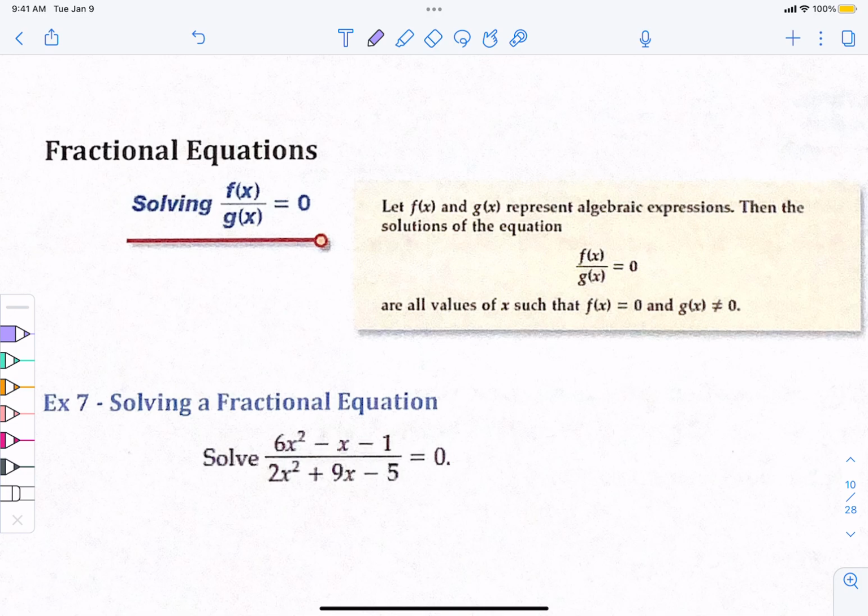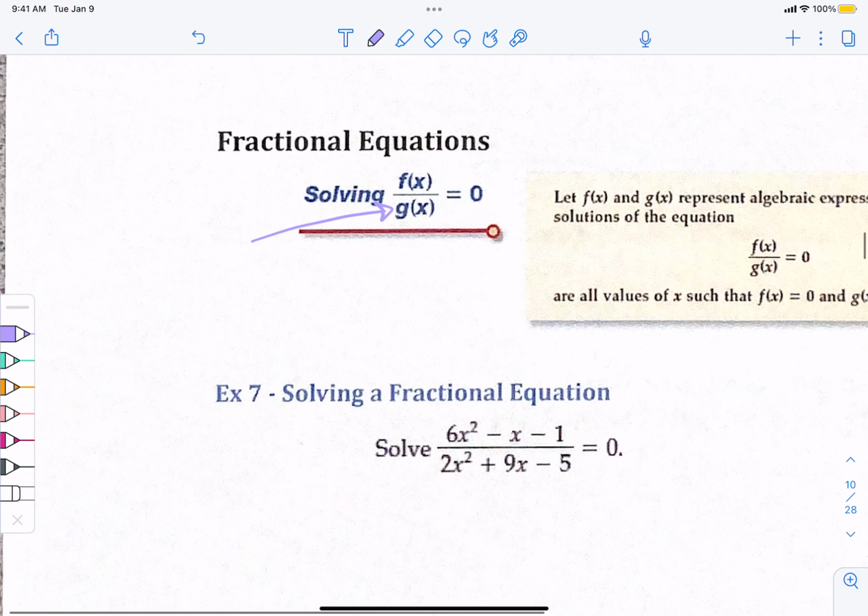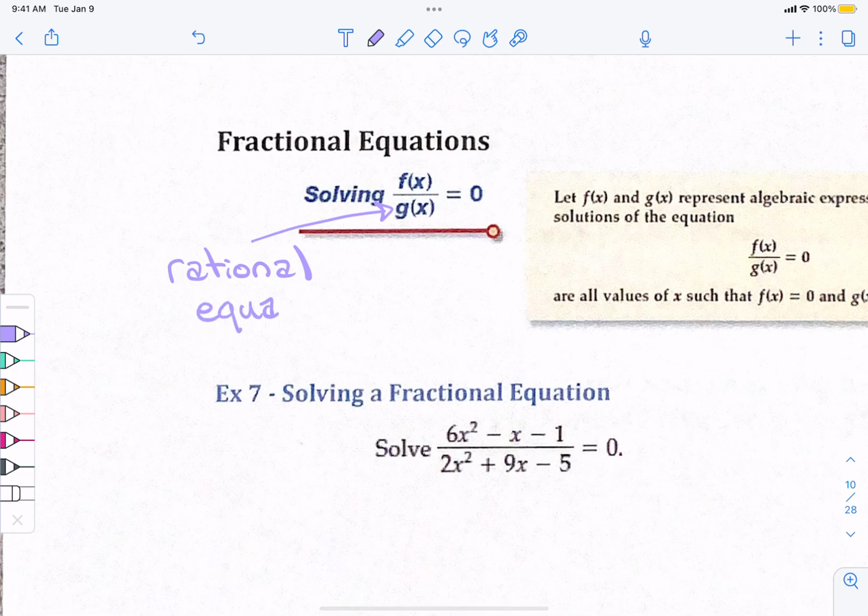So this is like the third category of other types of equations that we're going to have. We did absolute value, we did radicals. They call it fractional equations. That sounds stupid. They are fractional equations, but more specifically, they're called rational equations. That is the technical term for it. Rational equations.